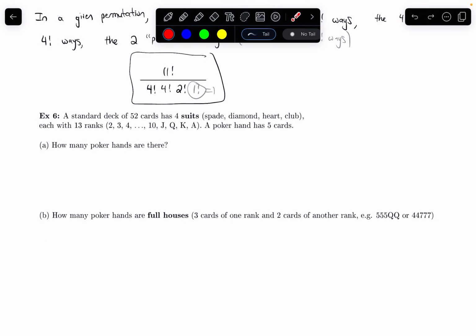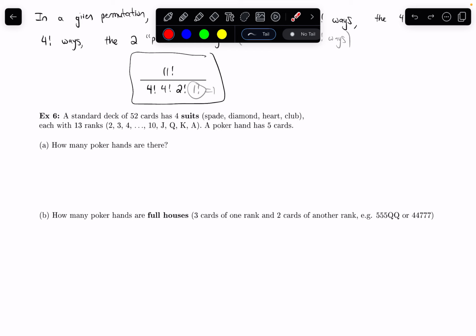All right, so this next problem talks about hands in poker. It says that a standard deck of 52 cards has 4 suits, and the 4 suits are spade, diamond, heart, and club. And each of those suits has 13 what are called ranks. We sometimes think of those as the numbers on the cards, which are 2, 3, 4, up until 10. And then there are some cards called the jack, the queen, the king, and the ace. So if you're not super familiar with cards, that's okay. The key thing that we need to know is, well, these 52 cards are split up into these 4 suits, and each suit has 13 different ranks.